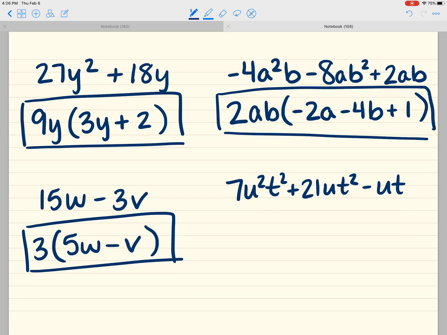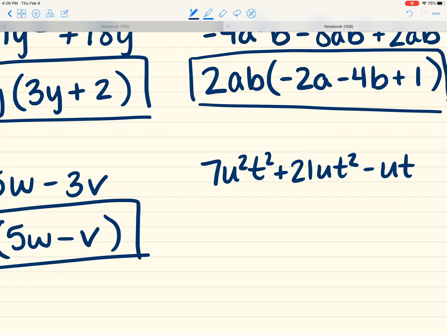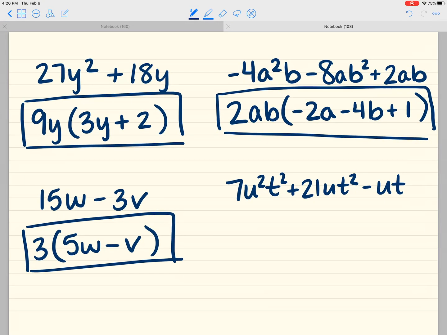All right, so again here I'm looking at what number can I take from all 3, 7, 21, and 1. Anytime you have 1 that is the leading coefficient, then you would only factor out the number 1. Okay, so if I can't really factor out a number, what variables can I take from both? If I have u squared, u in the second, u in the third, I'm going to factor out just u only. And then what can you take from t squared, and t would be just t.